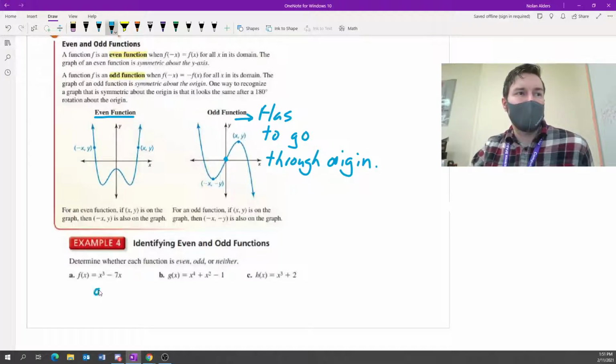This first one is an odd function. The second one is an even. Both of these are pretty easy to see when you graph them on Desmos or any kind of graphing calculator. Pretty easy to see that this one's odd, this one's even. And this last one's kind of tricky, but it's actually going to be neither. Let me show you why.